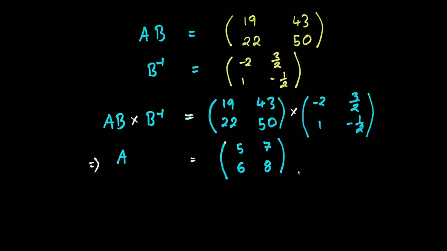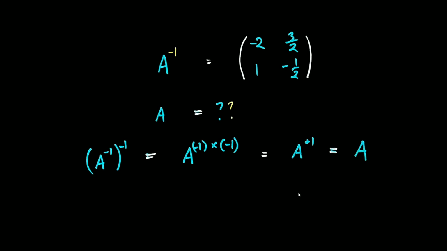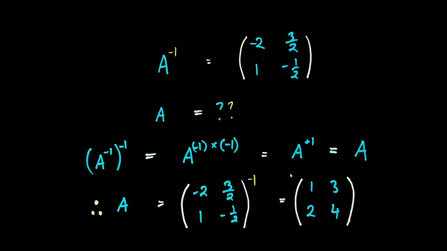Now let's look at another example. Let's say we're given A inverse, which is this, and we're asked to find out A. Well, it's quite simple. We just have to invert A inverse to get A, because the inverse of A inverse is equal to A to the power minus 1 multiplied by minus 1, is equal to A to the power plus 1, which is equal to A. So therefore A is equal to the inverse of A inverse. So A is the inverse of this, and after doing the calculations, we find out A is 1 2 3 4.